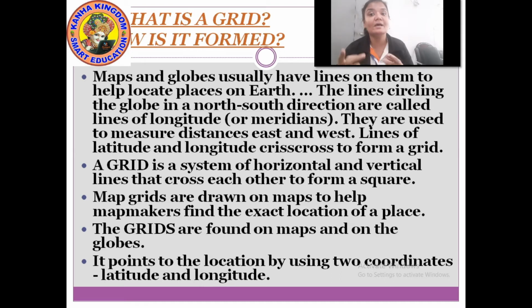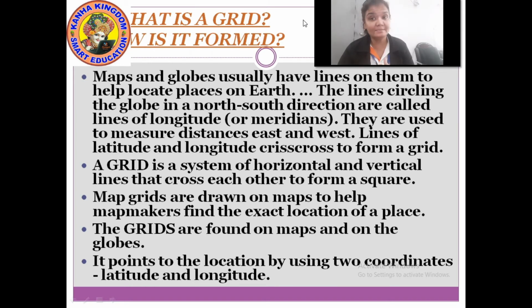Now, which are these two lines? Latitudes and longitudes. When the lines of latitudes and longitudes crisscross, they make a square. Crisscross means this way. I have made it with my fingers, but you can understand. When they crisscross each other, they form a square, and that square is known as a grid.